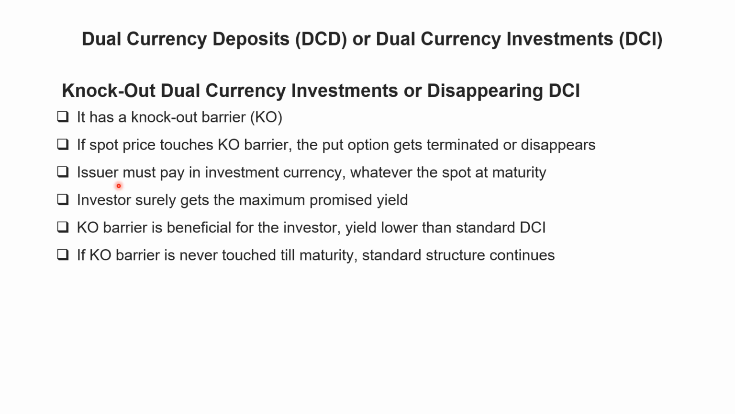Even if the spot price is way beyond the conversion price, the investor will still get the maturity amount in the investment currency. Therefore, he will surely get the maximum promised yield, which is the yield promised by the issuer at the outset. This is obviously beneficial for the investor. Therefore, the yield of a disappearing DCI is lower than that of a comparable standard DCI. Of course, if the KO barrier is never touched till maturity, the put option remains in play and the issuer retains the discretion to choose the currency of repayment at maturity. In such a scenario, the mechanics of the standard DCI products apply, as we have discussed in the previous videos.